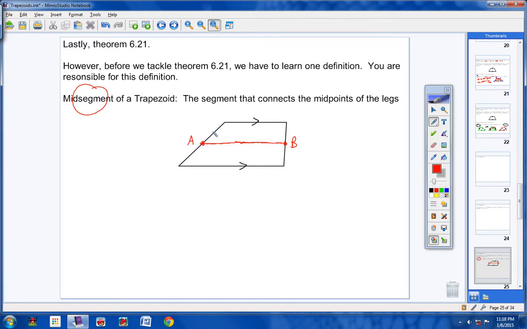So I know this segment here is congruent to this segment here. And I know this segment here is congruent to this segment here because this is the midpoint of this whole side over here, and this is the midpoint or the middle of this whole side over here. Got it? So you need to know what a mid-segment of a trapezoid is. It's the segment that connects the midpoints of the bases. No, not the bases, of the legs. Please don't forget that, okay?